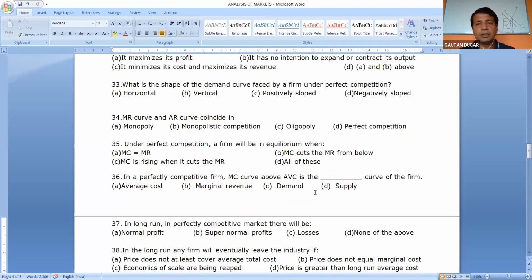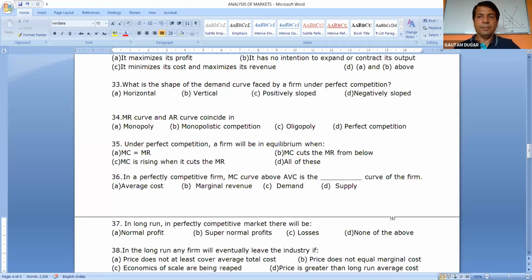What is the shape of the demand curve faced by a firm in perfect competition? That's right, a horizontal straight line parallel to the x-axis, because the AR and MR curves are parallel. So 33 is A, correct. 34. The MR curve and AR curve coincide in perfect competition, which is the correct answer.